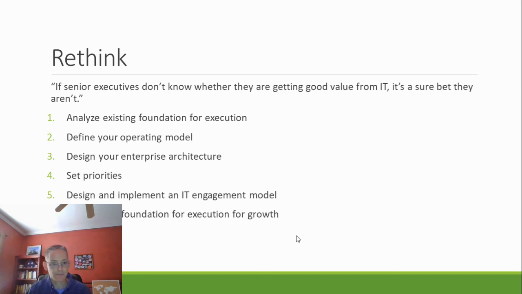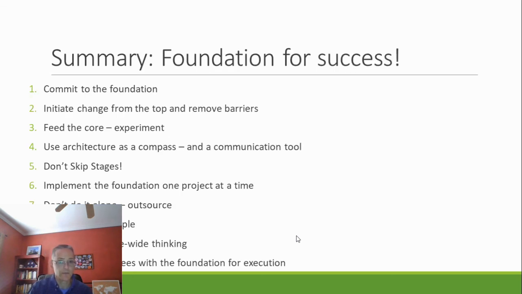Analyze your existing foundation for execution, define your operating model, design your enterprise architecture, set priorities, design and implement an engagement model, and exploit that foundation for growth, okay? When you execute this and you do it with governance, with the business driving your IS steering, then you're not going to be in that position. You're going to be in a good position for moving forward. You'll have that foundation for success.